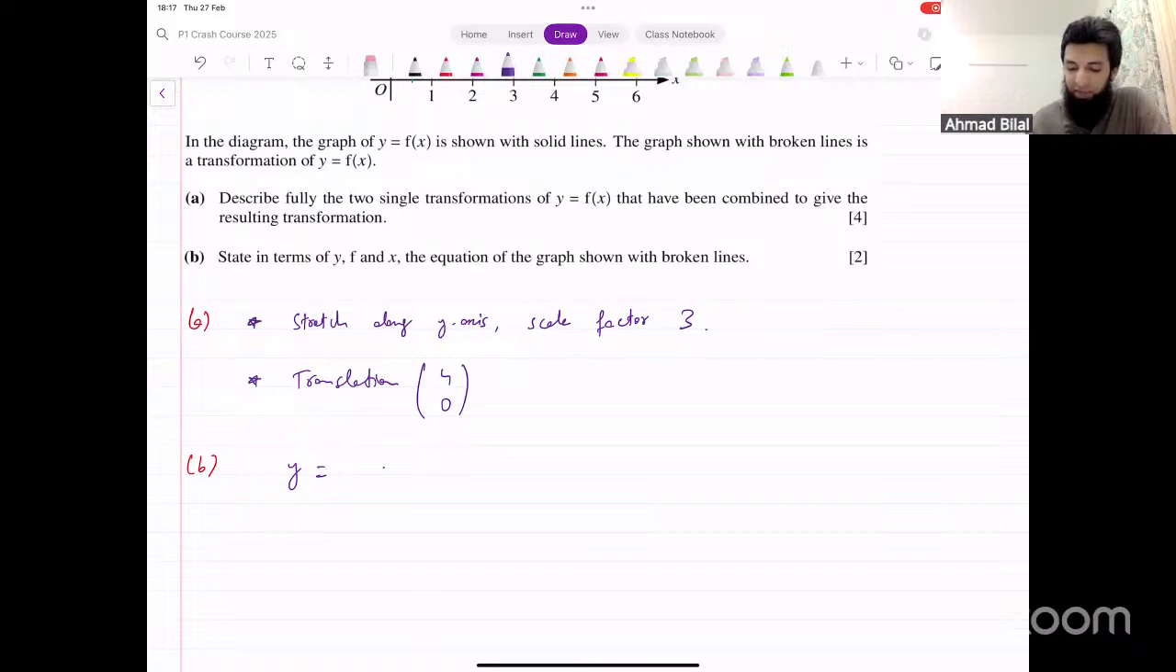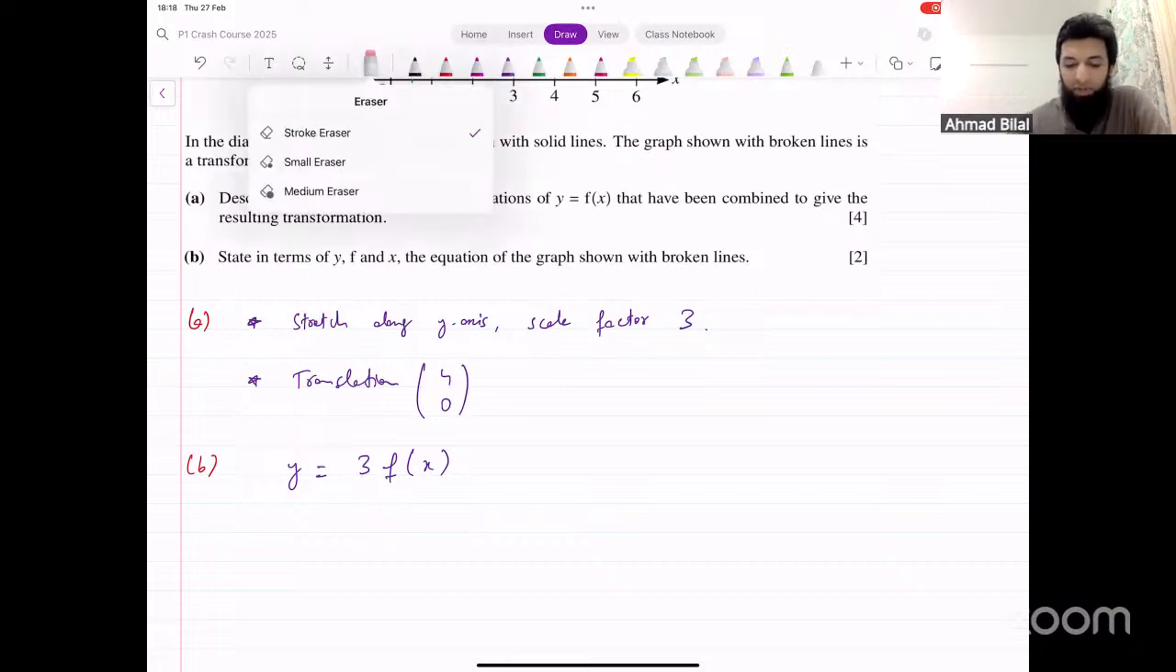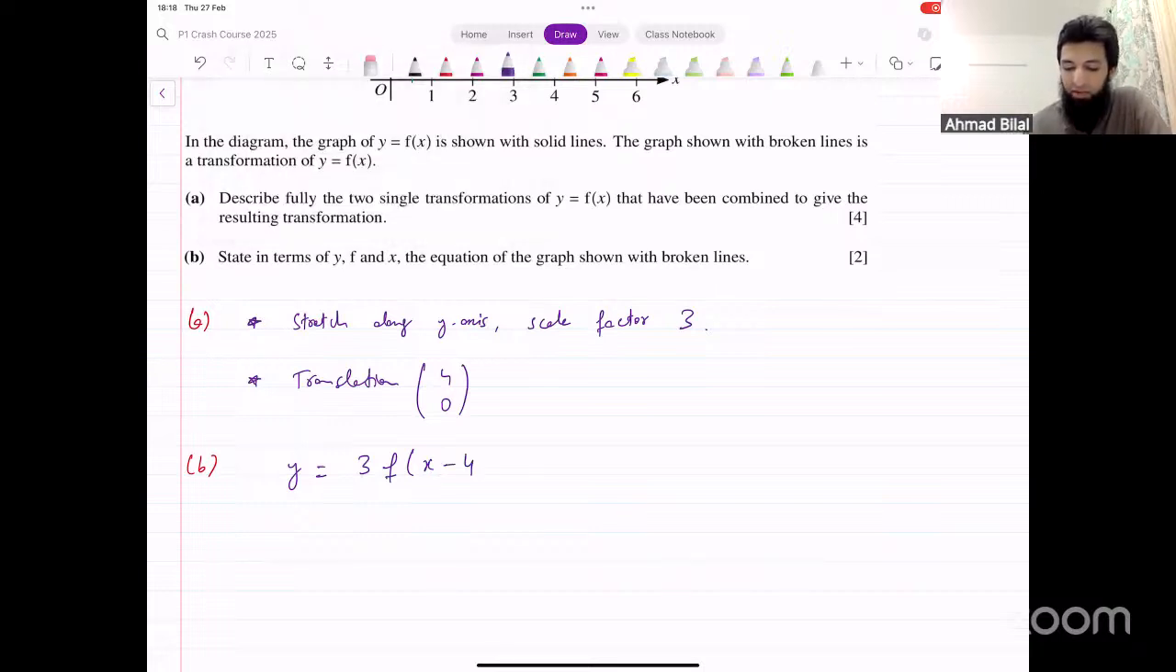Vertical stretch by scale factor 3 means we multiply by 3 outside. That's one thing that has to happen, right? We multiply by 3 outside. Translation (4, 0): we're going 4 units to the right. What does that mean? Inside the function, we do -4, because in function notation, when inside the brackets you have x minus something, that means you're going that many units to the right. That's what the function would be: 3 times f of x minus 4.